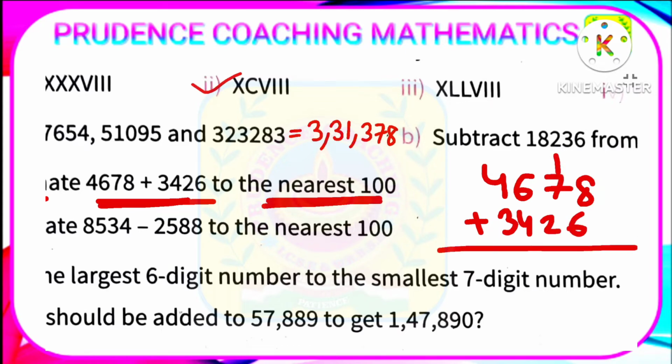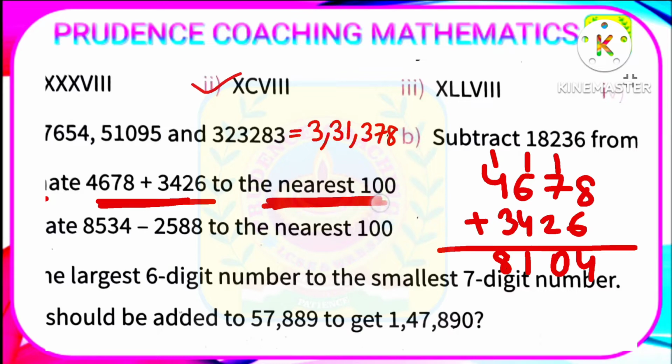6 plus 8 is 14. 7 plus 2 is 9. 9 plus 1 is 10. So 10. 6 plus 4 is 10. 10 plus 1 is 11. So 11. 4 plus 1 is 5. 5 plus 3 is 8. So we are getting 8,104. First we will write this.